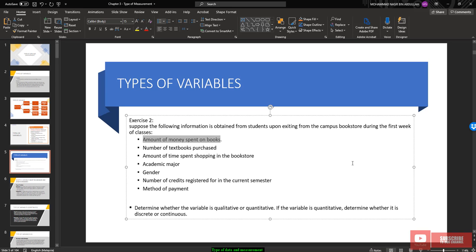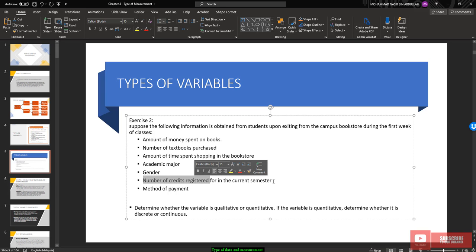Number of textbooks purchased, going to be either 1, 3, 4. This is a discrete quantitative variable. So amount of money spent, this is the same example as number 1. Right? It's going to be a continuous quantitative variable. Academic major, either you are taking statistics or business or actuarial. So this is going to be a qualitative variable, right? This is a categorical variable. Gender, of course, we already discussed this before. This is a qualitative variable. Number of credits registered for in the current semester.